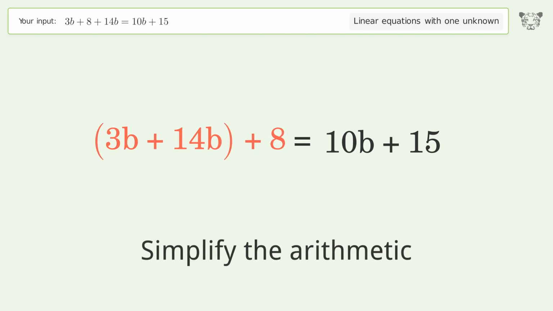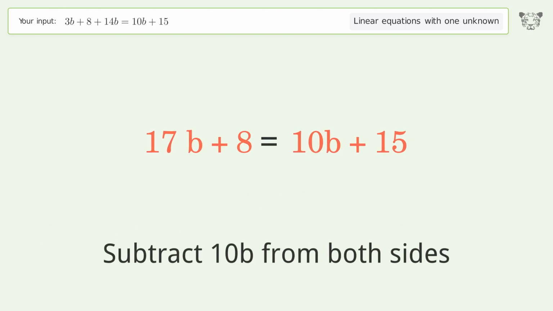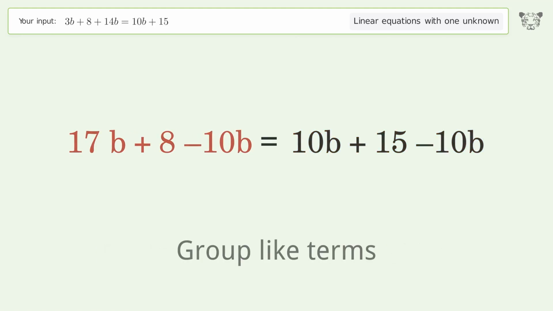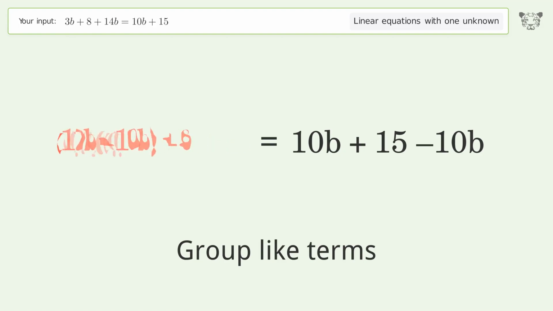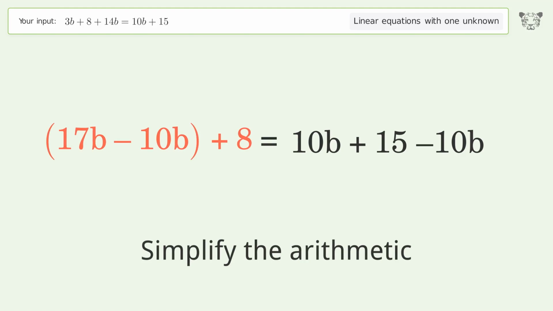Simplify the arithmetic. Group all b terms on the left side of the equation. Subtract 10b from both sides. Group like terms. Simplify the arithmetic.